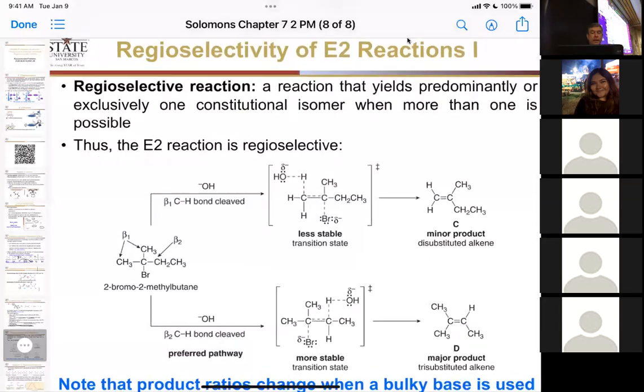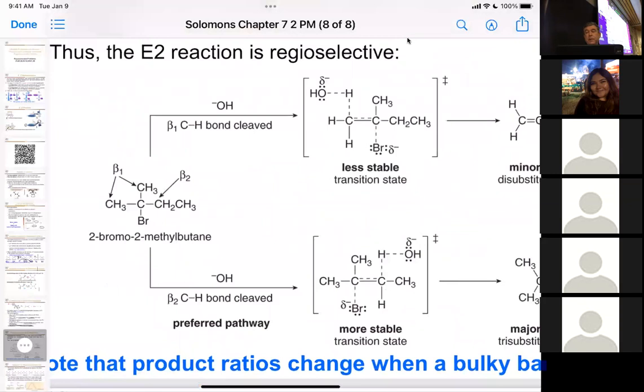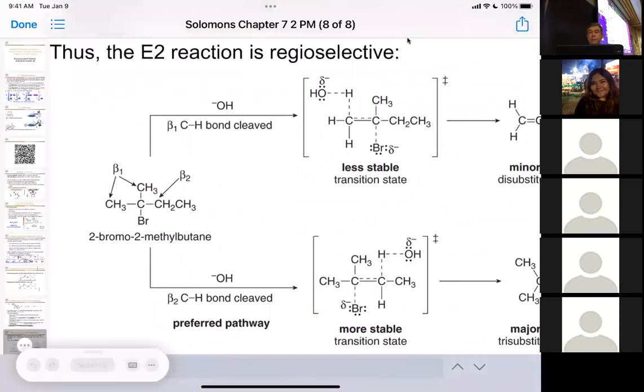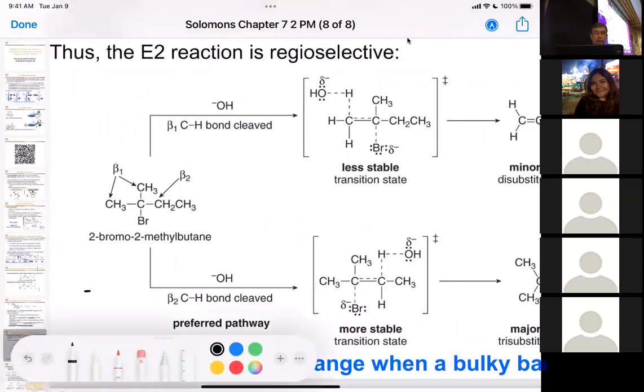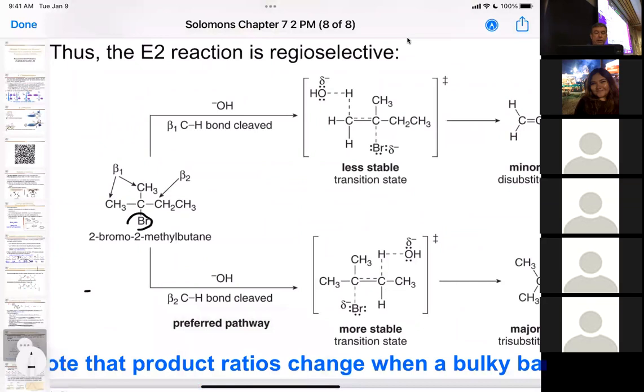So let's look at that and try to see how we can, oops, not that one. Not that one. There we go. Okay, so in this one, we have a tertiary alkyl halide.